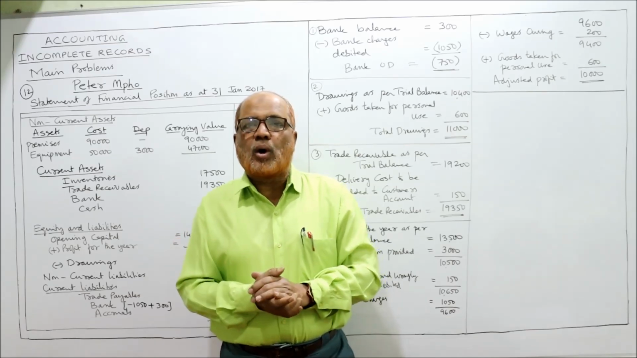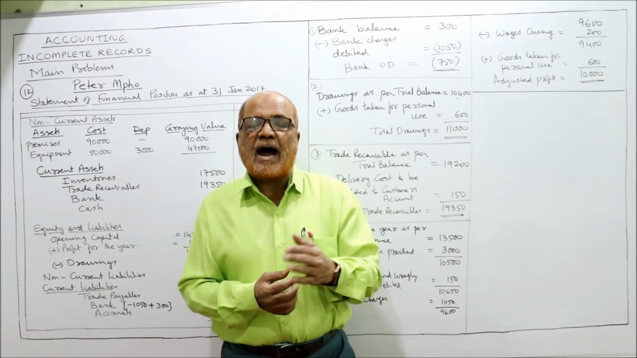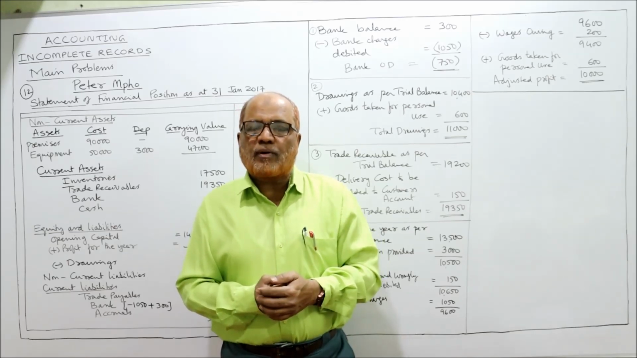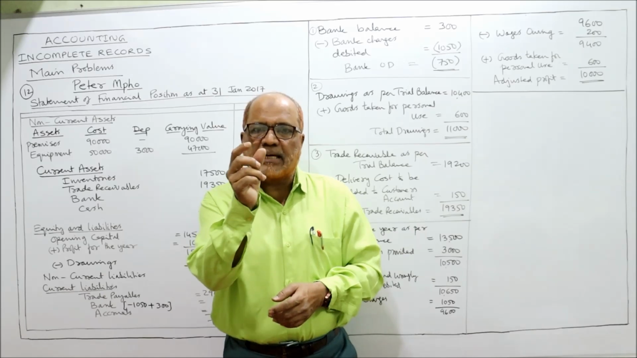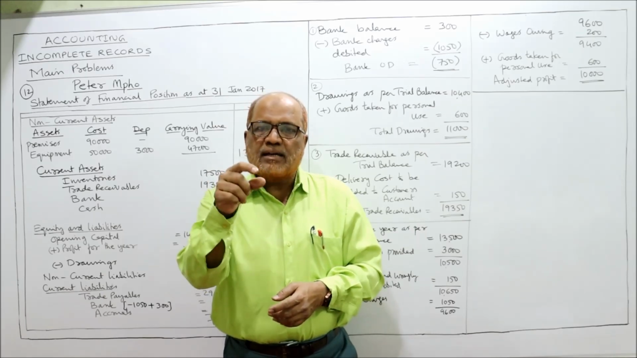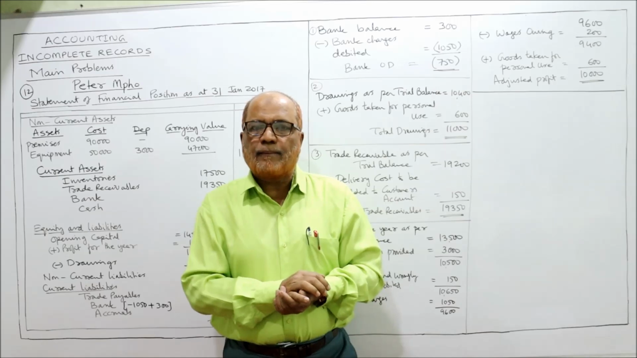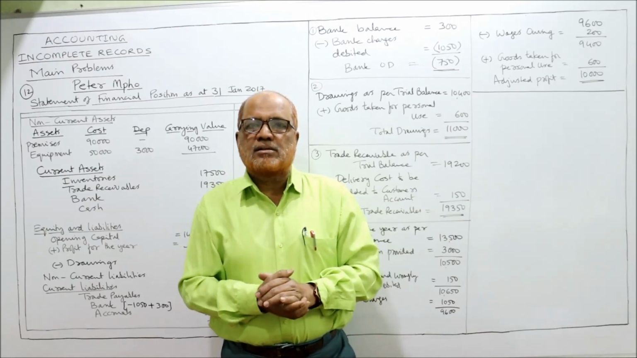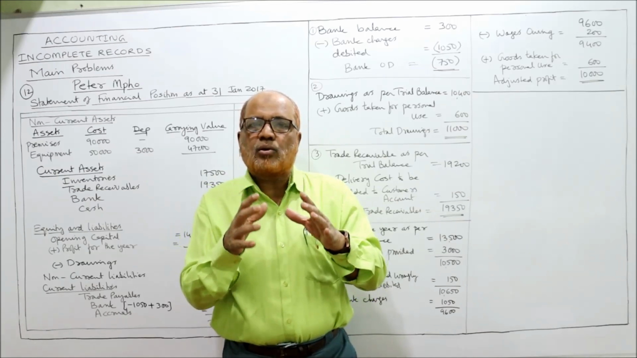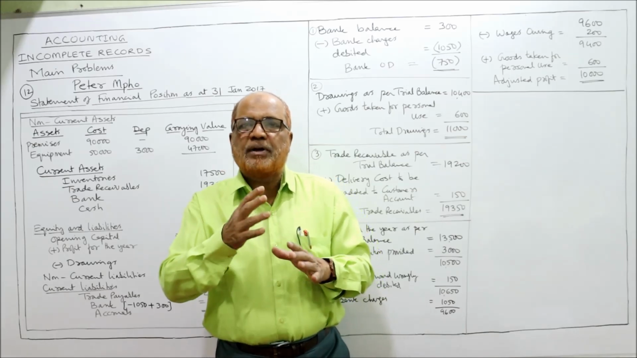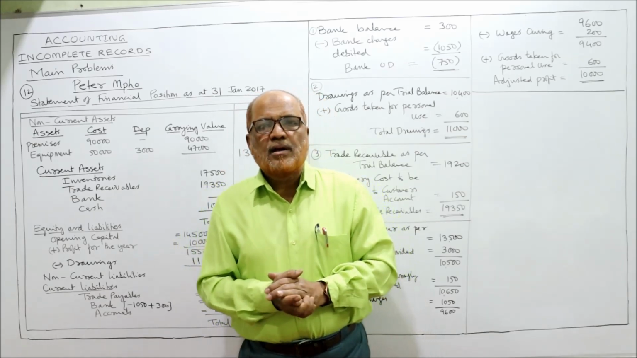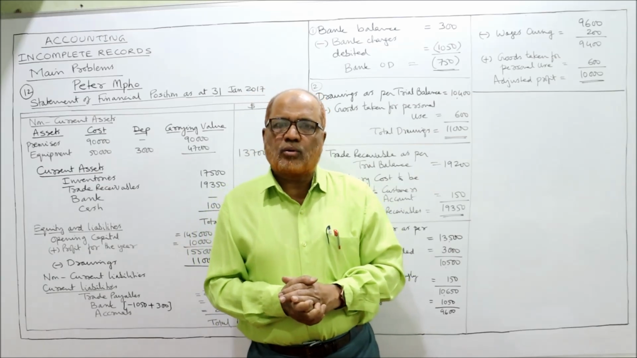Suppose there are any drawings, the drawings will be added. So how to find out the profit? Take the capital at the end of the year minus the capital at the beginning of the year, plus drawings. If further capital is introduced during the year, that should be deducted. Like this, by comparing the capital, we can find out the profit.